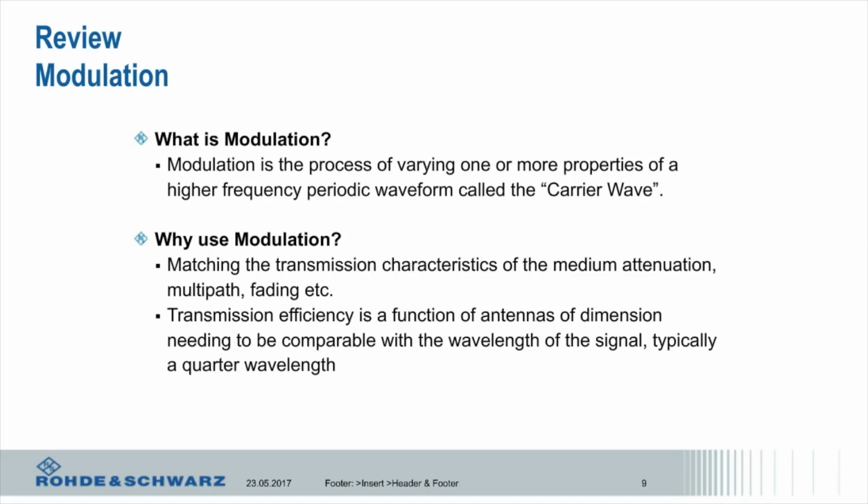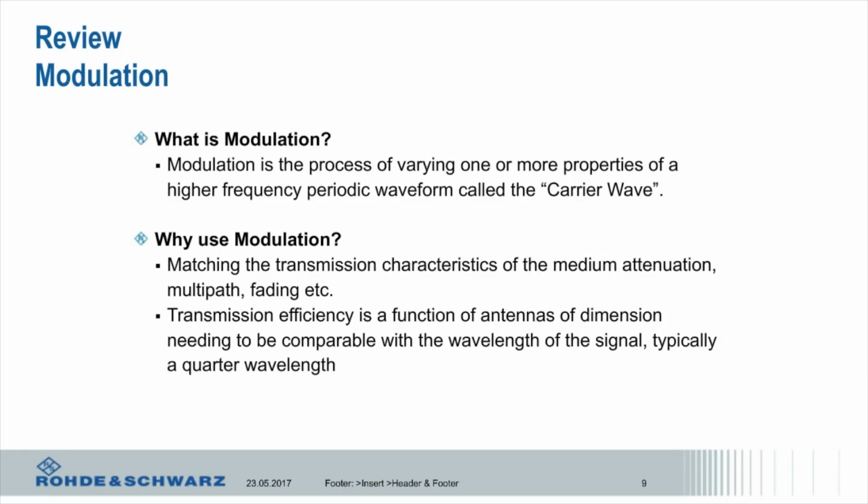And why do you do it? Again, we want to match the transmission characteristics of the medium, depending on where and how. The transmission efficiency is also a function of the antenna. On your cell phone, you might not even see your antenna. It might be a small wire sticking up, or you might see on the side of the road by a military base some huge dishes. These are all different types of antennas that are governed by the characteristics of the frequency or modulation that we're using.